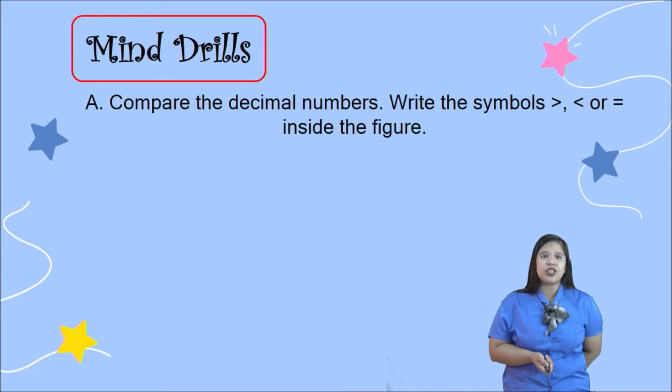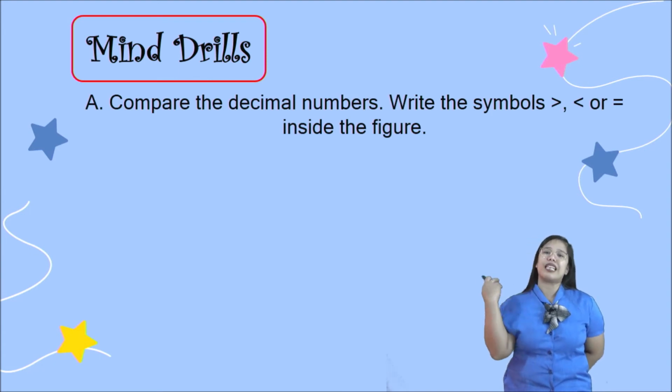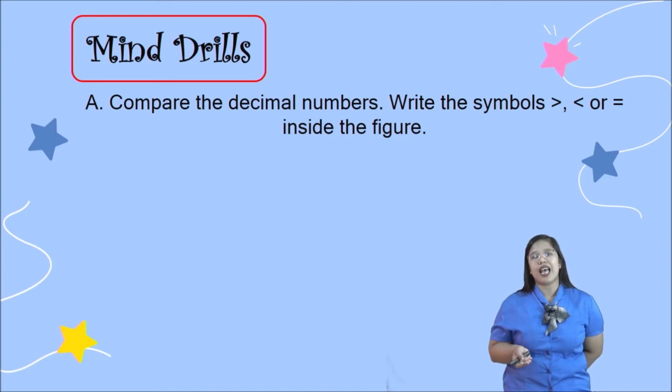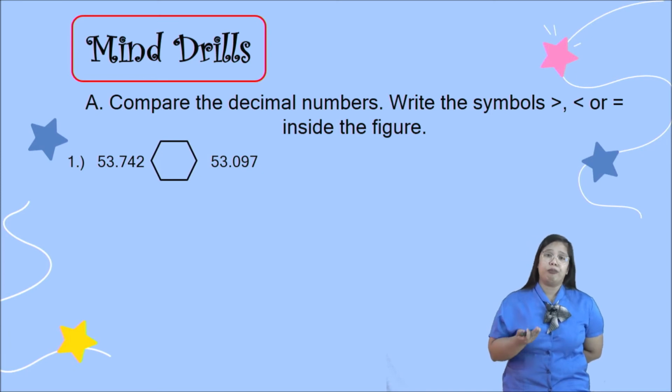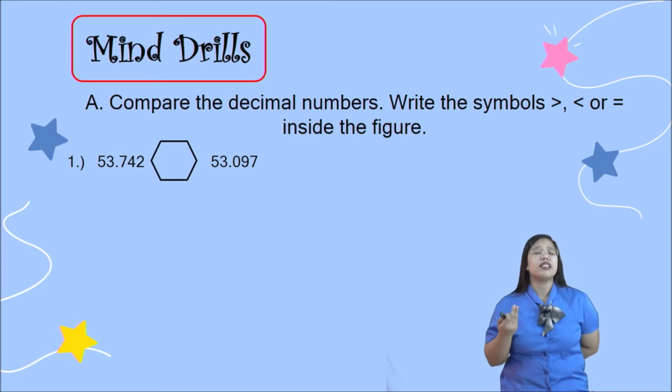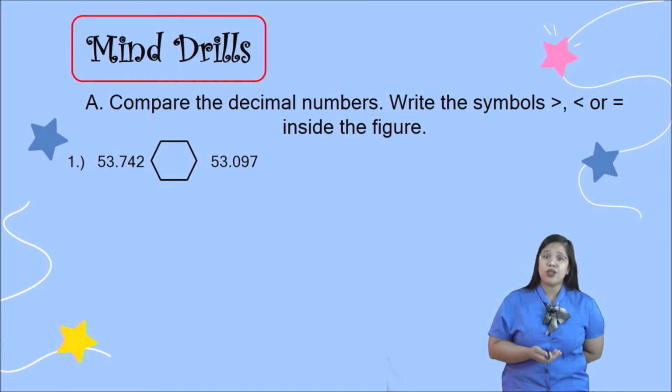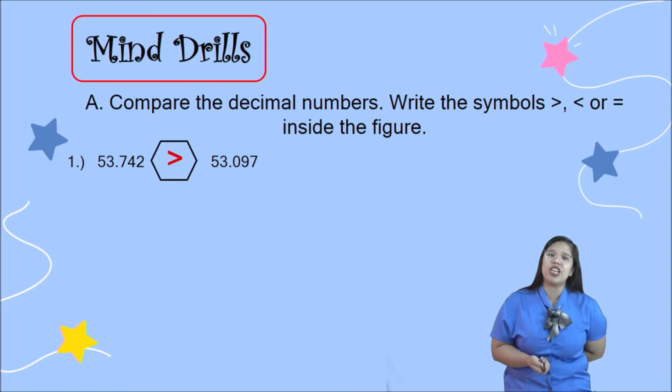So, now kids, let's answer some activities in your books. Let's start with mind drills, letter A. We need to compare the decimal numbers. Write the symbols greater than, less than, or equal inside the figure. For the first one, we have 53 and 742 thousandths, blank, 53 and 97 thousandths. Any guess what will be the answer? Very good. The answer is greater than.